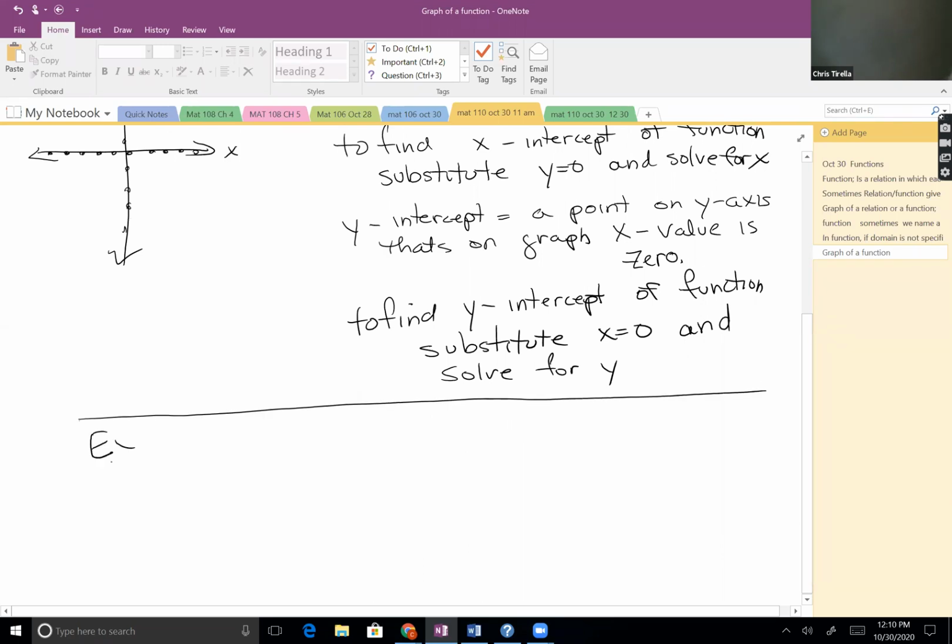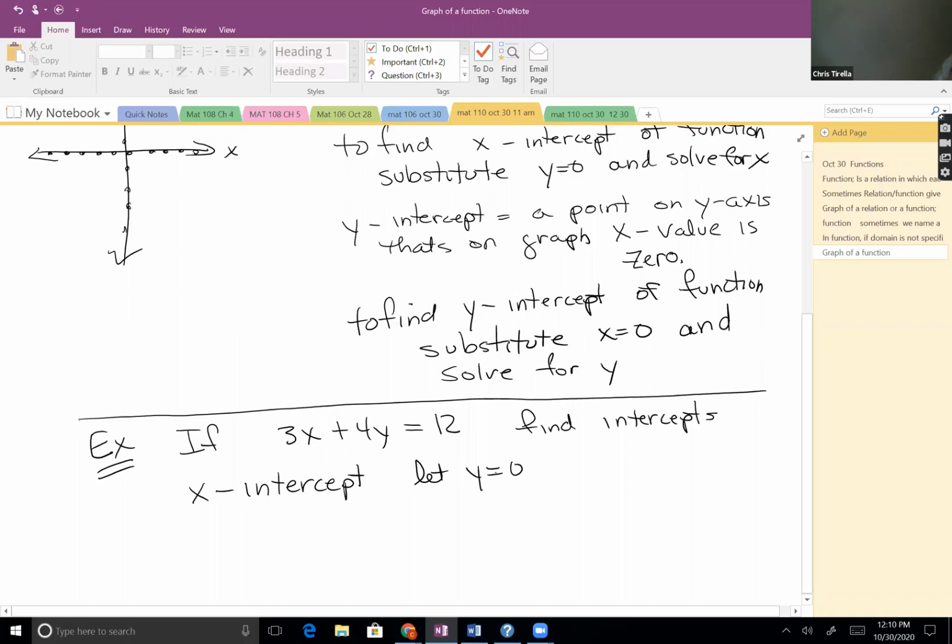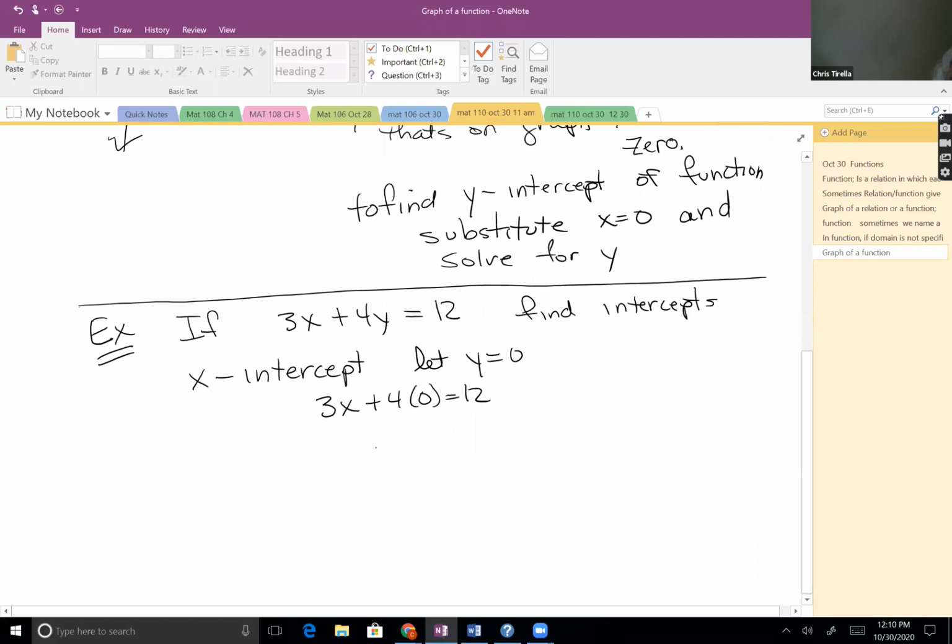So how would that look on the homework? You might be given something like, if 3x plus 4y equals 12, let's find the intercepts. And so for the x-intercept, again, we're going to substitute 0 for y. So when we do that, we get 3x plus 4 times 0 equals 12, which would give me 3x equals 12. So dividing, we get x equals 4.